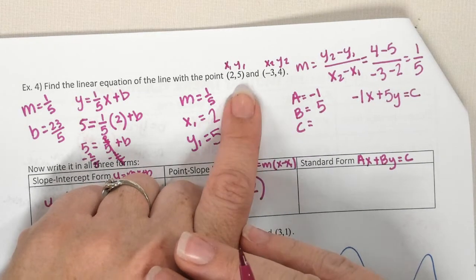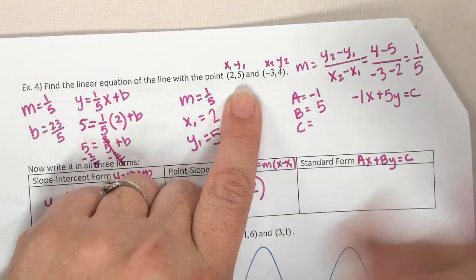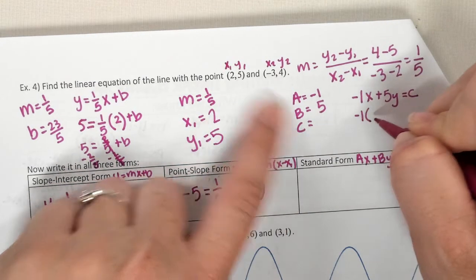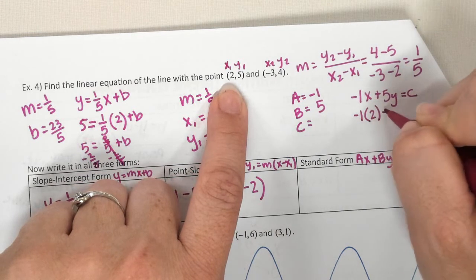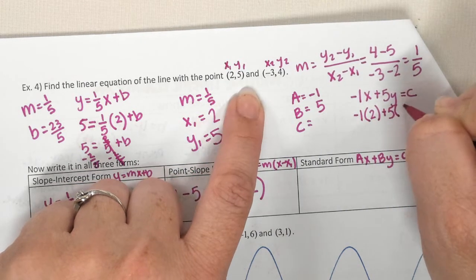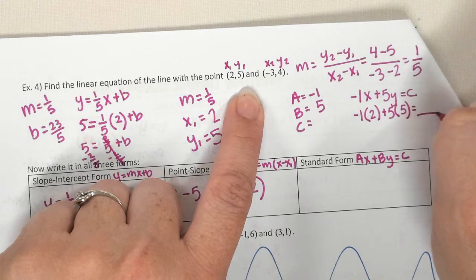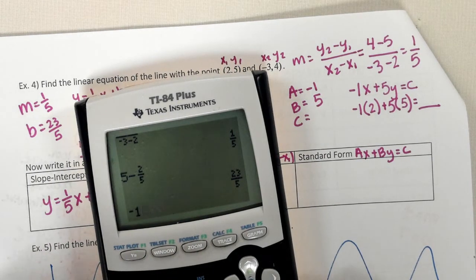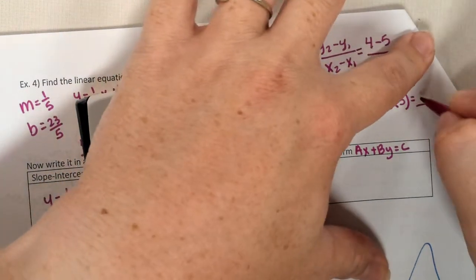And I'm going to plug in a point. Again, it doesn't matter which one. I'm going to stick with the same one I've been using. So I have negative 1 times x, which is 2, plus 5 times y, which is 5, equals something. Negative 1 times 2 plus 5 times 5 gives me 23.